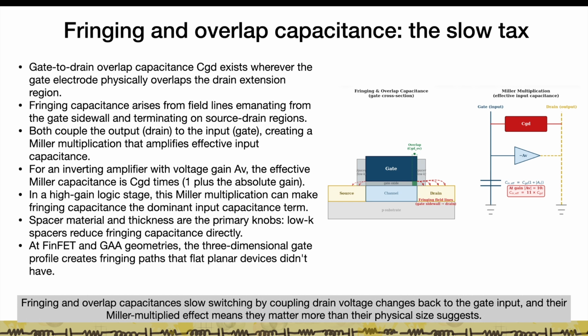Reducing spacer dielectric constant, the K value, directly reduces fringing capacitance. Silicon nitride spacers at K of 7 were standard through the 90s. SiCO at K of 4 or lower became common as the node scaled. Air gap spacers, where part of the spacer volume is literally air at K equal to 1, have been investigated as future candidates. Every step down in K cuts fringing capacitance proportionally.